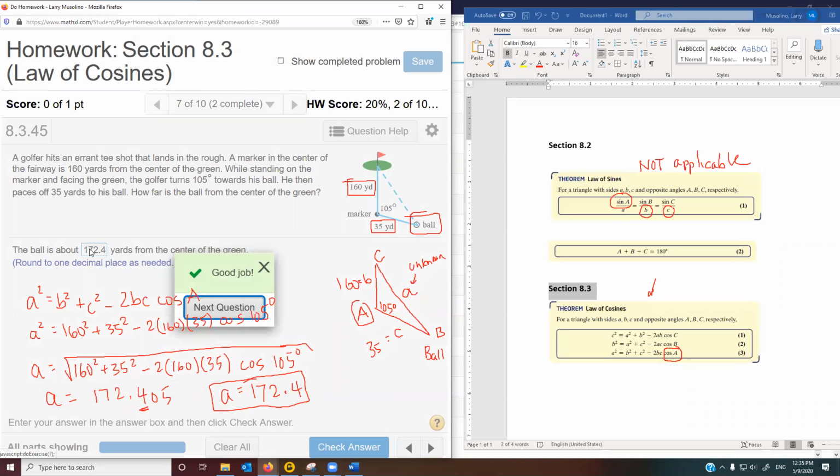All right, folks, hopefully this is useful as you are working on the 8-3 homework. And again, these are the 3 important formulas to keep in mind when working with law of cosines.